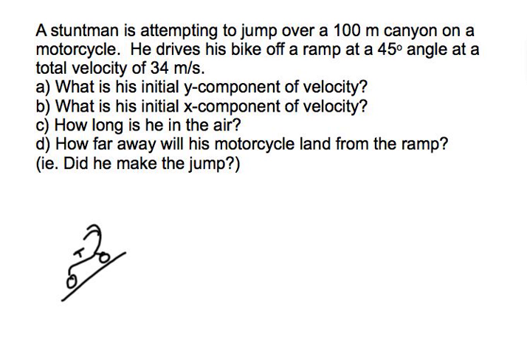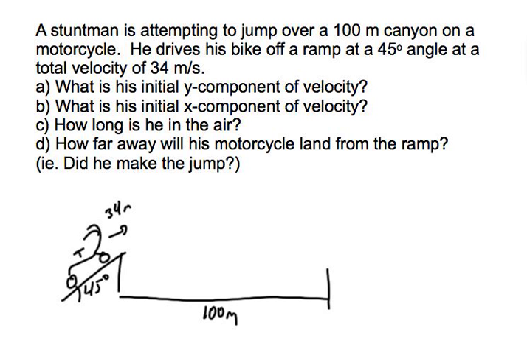It's at 45 degrees, and he's attempting to cross this canyon, which we're going to say is 100 meters long. And that's not really what a canyon looks like either, but bear with me. And we know he's leaving at a speed of 34 meters per second. All right, and that's our situation. So the question is, is he going to make the jump? But to do that, we're going to break down several things.